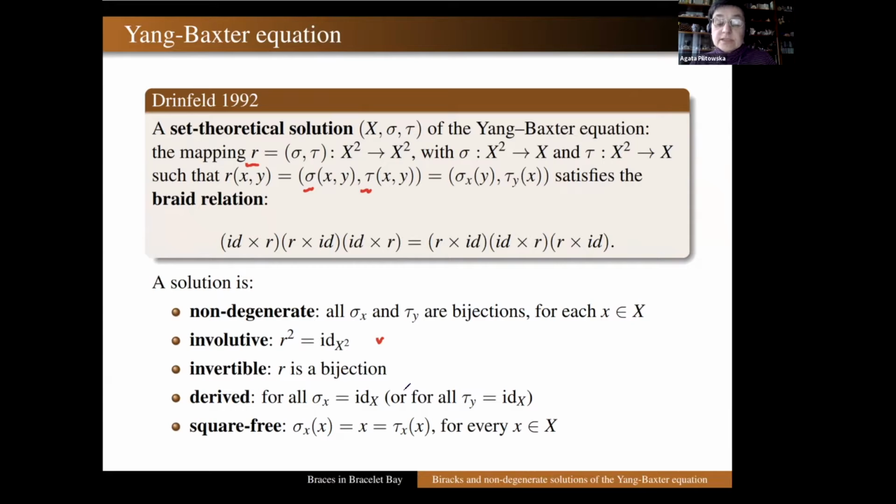Algebraic structures which are closely related to non-degenerate set-theoretical solutions are called Biracks. Biracks are algebras that appear in low-dimensional topology. About 20 years ago, Kauffman introduced virtual knot theory, in which Biracks play a similar role as racks in classical knot theory.